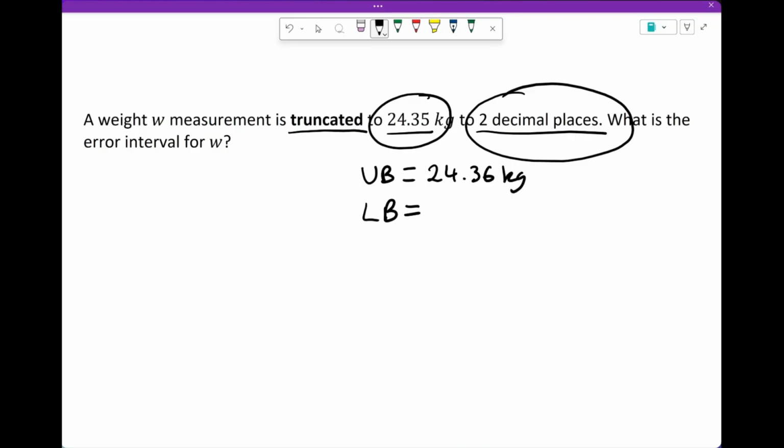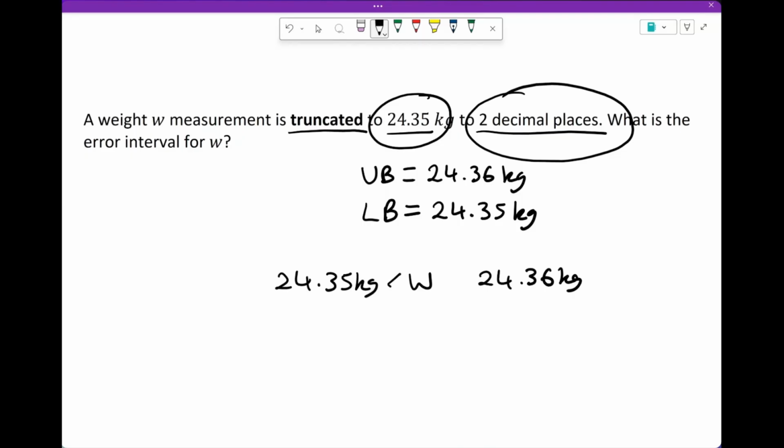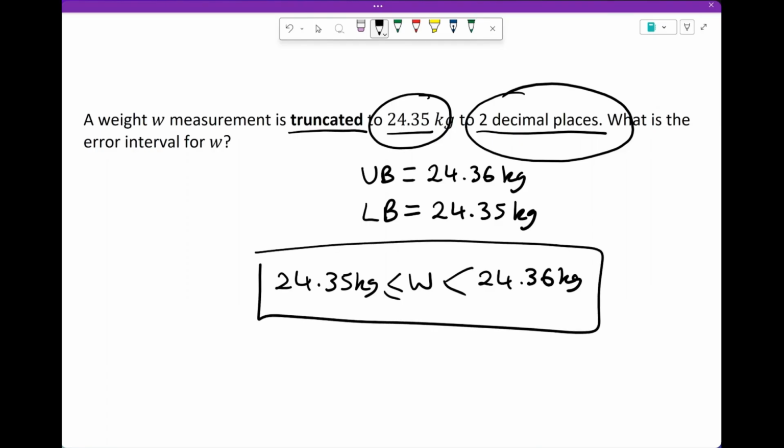Because if we go smaller than that number, our second decimal place is then going to be a 4. So therefore, the number is going to truncate down to 24.34 instead. So therefore, our lower bound is just going to be 24.35 kilograms. So we can write out my error interval. Our number is called W. Okay, our upper bound goes to the right, so 24.36 kilograms. Lower bound to the left, so 24.35 kilograms. And just like our rounding ones earlier, the same as or greater than is going to be pointing to the W there, whereas it's just going to be a smaller than for the upper bound pointing to the W. And that would be my final answer.